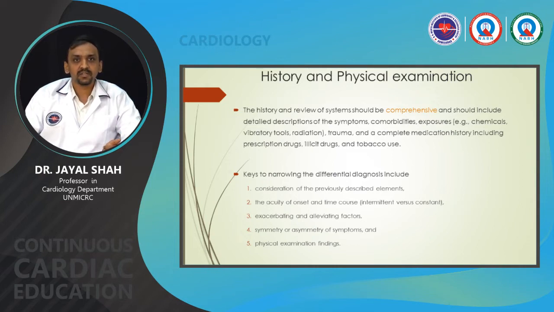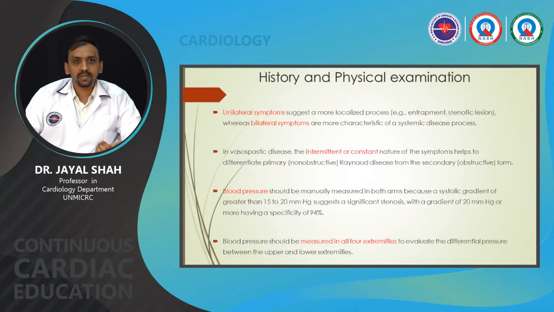The keys to narrowing the differential diagnosis include consideration of the previously described elements, the acuity of onset as well as the temporal variation, the exacerbating and relieving factors, the symmetry of symptoms, as well as the examination findings. To summarize, unilateral symptoms suggest a more localized process, whereas bilateral symptoms are more characteristic of a systemic process. In vasospastic disease, the intermittent or constant nature of symptoms helps to differentiate primary Raynaud's disease from the secondary, obstructive variant.